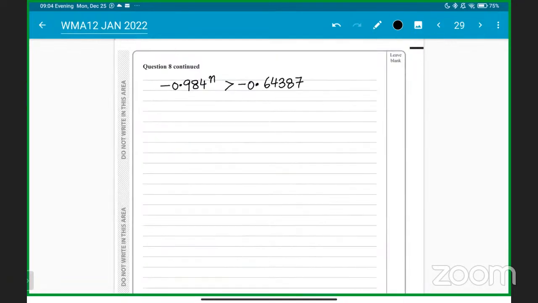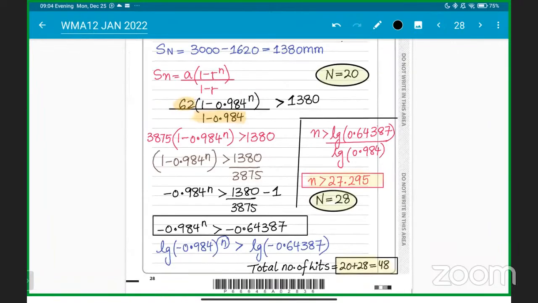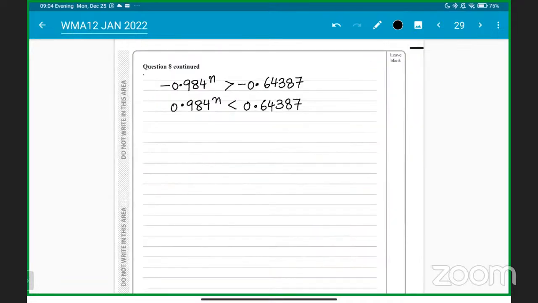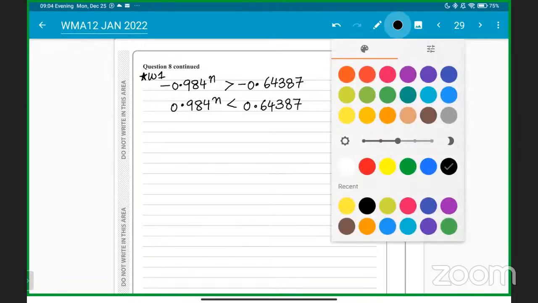So first thing, if you cancel the negative sign from both sides because of the power, understand that 0.984 to the power of n is less than 0.64387. This is the first step. Everyone with me? Take it that this is the working of this. So if you remove the sign from both sides, the inequality changes from greater than to lesser than.